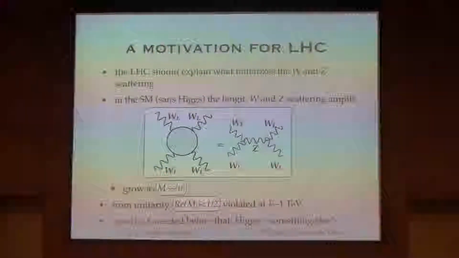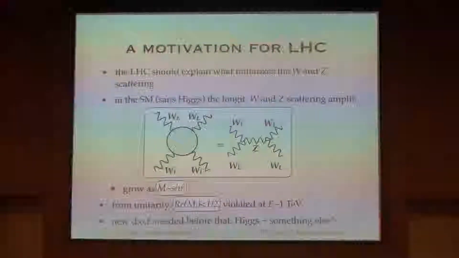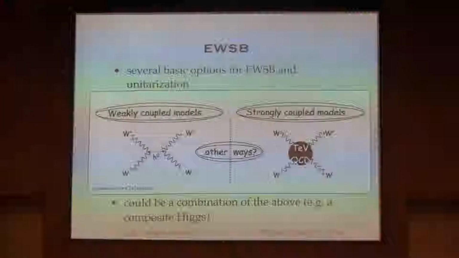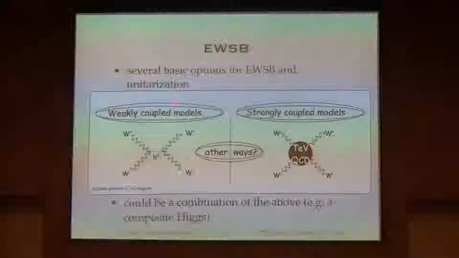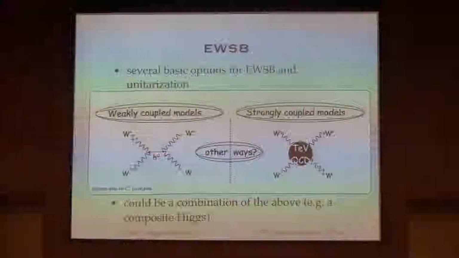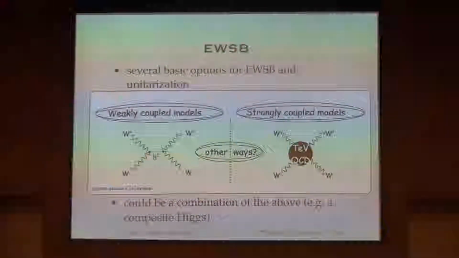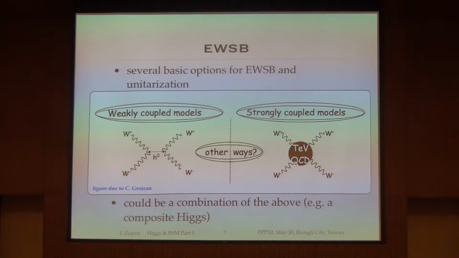So now we know it is a Higgs. The question is whether it's only the Higgs or something else as well. There are several basic options for the electroweak symmetry breaking and this unitarization. One is the weakly coupled model, with the prime example of the standard model Higgs. There are other ways, like strongly coupled models, and this is what we will talk about in the lectures. It could also be a combination of the above, so a composite Higgs.